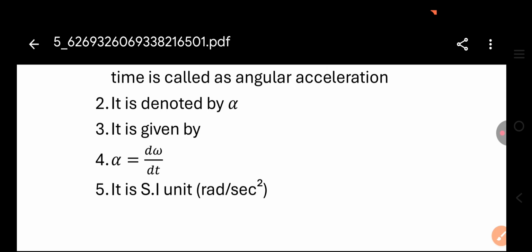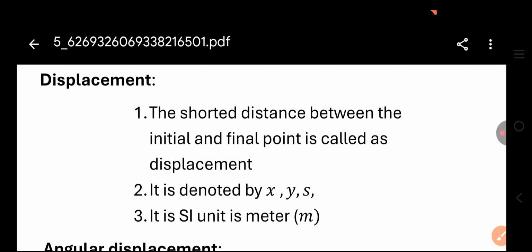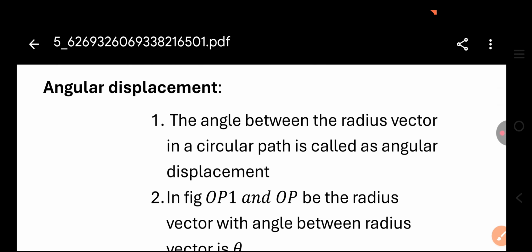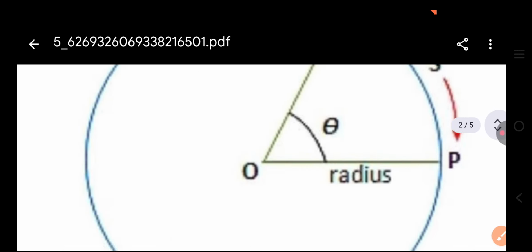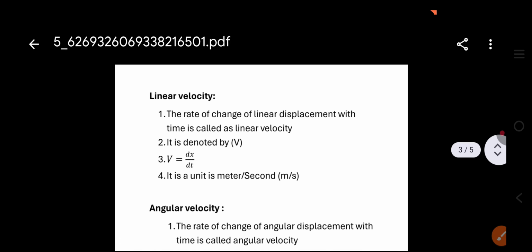Today we saw five definitions. The first one is displacement. Displacement is the shortest distance between the initial and final point. Then angular displacement, the angle between the radius vector in a circular path, is called angular displacement.